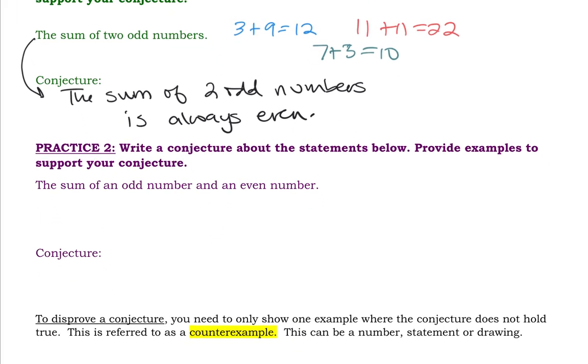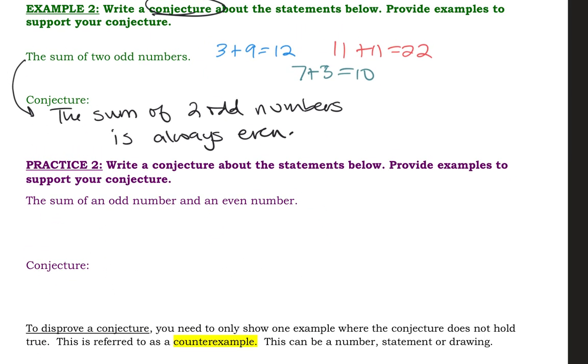That's it. The sum of two odd numbers is always even. So you'll just come up with some examples, just 3 or 4, till you see a pattern.